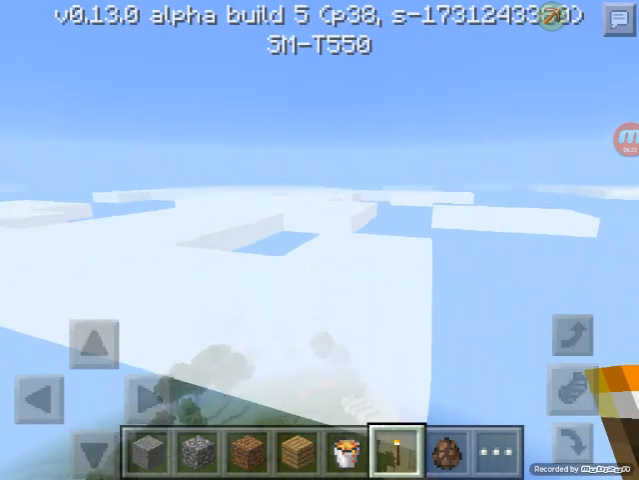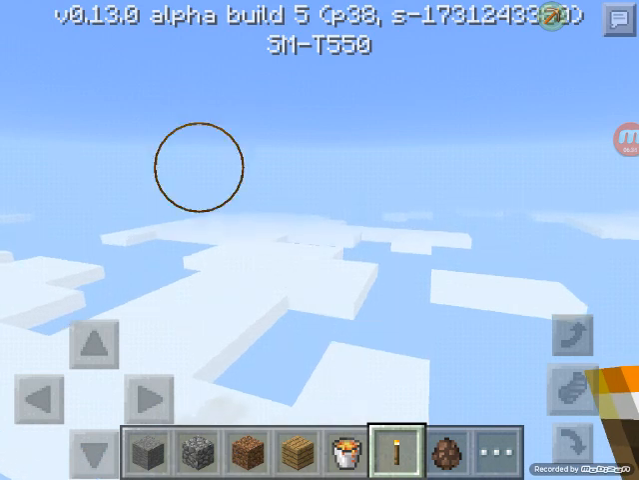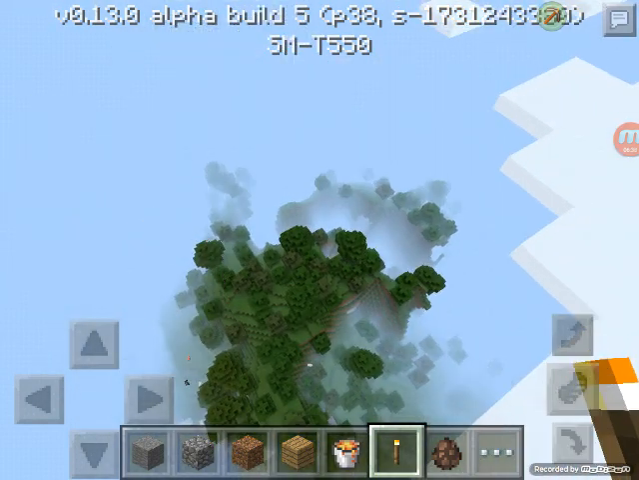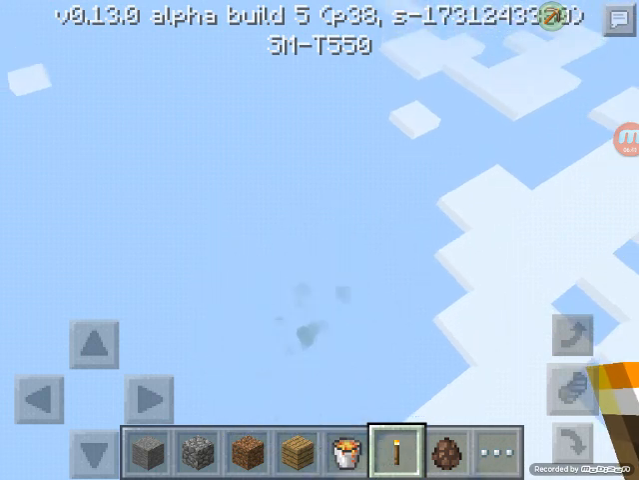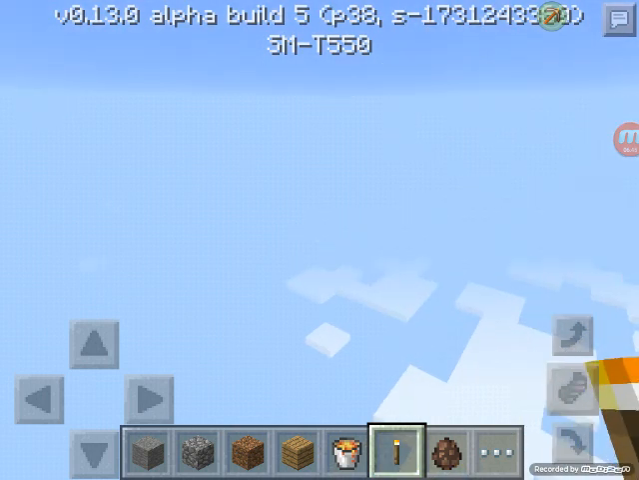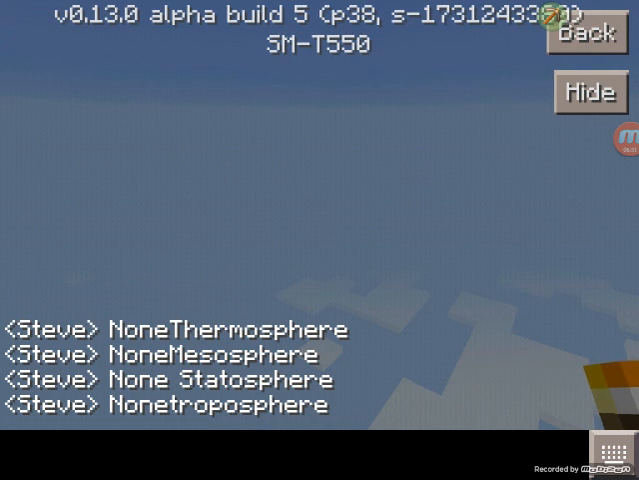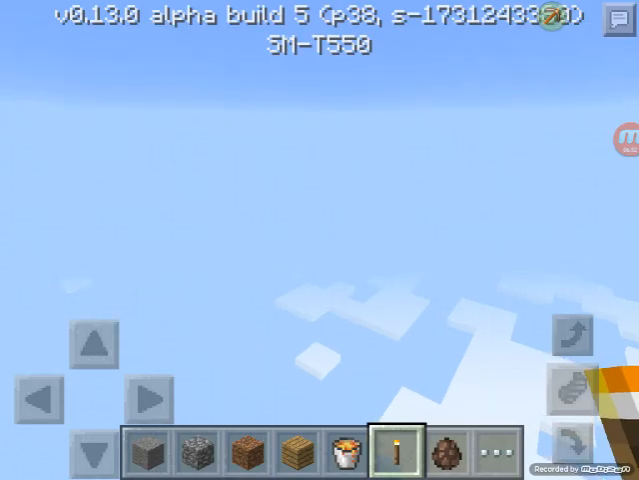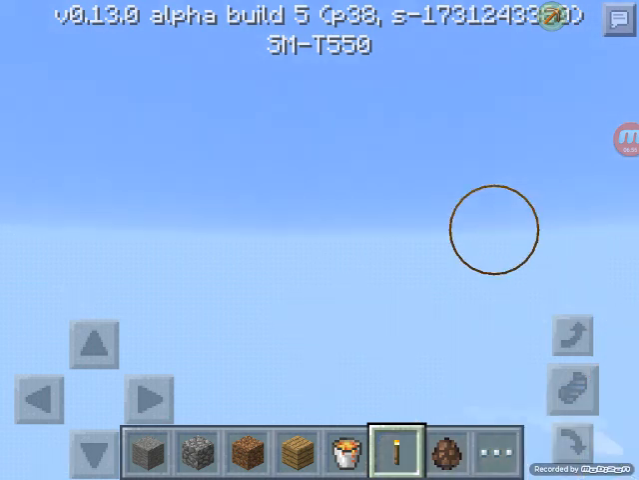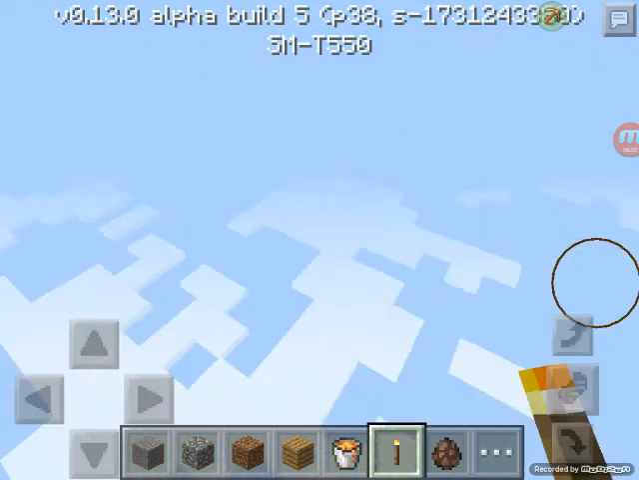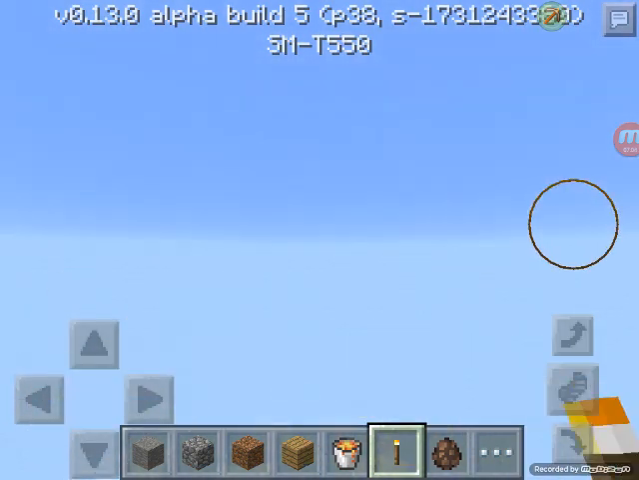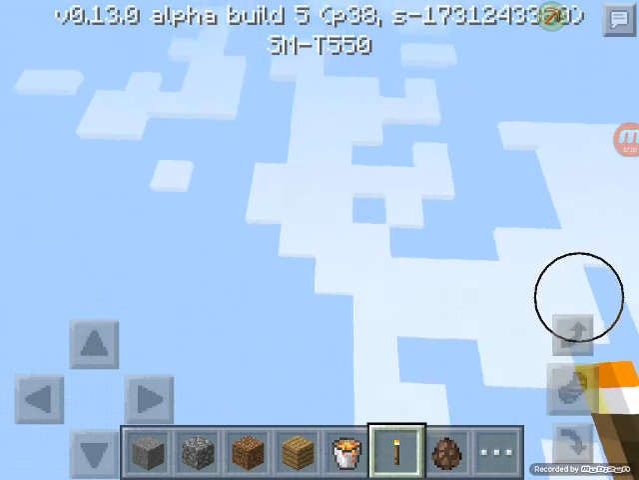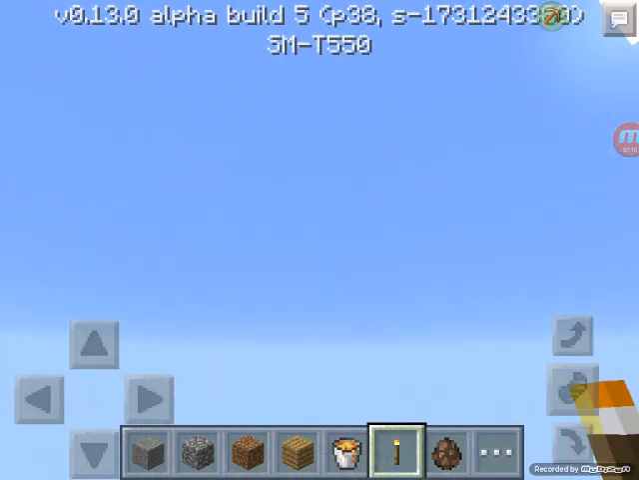So if we go even higher, we see this little white line right here. We'll pass it in just a moment. And right here, we have hit the stratosphere. Yeah, the stratosphere. The stratosphere is kind of hard to breathe through, because the higher we go, the more oxygen we're losing.